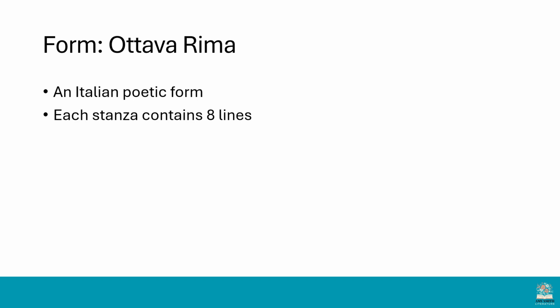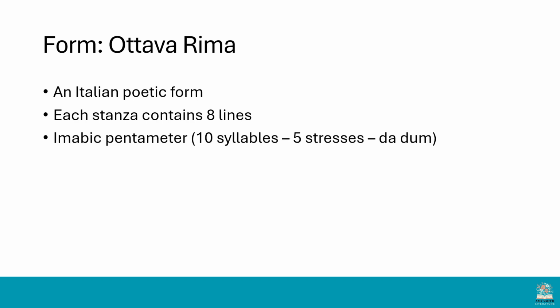In terms of the form of the poem, it was written in an Italian form called ottava rima. Apologies for my pronunciation there. So as I said, it's Italian. Each stanza contains 8 lines of iambic pentameter. Now, in iambic pentameter, we have 10 syllables per line. That's divided into 5 stresses. So that prefix pent means 5. If you think about the pentagon in maths, for example, as a 5-sided shape.